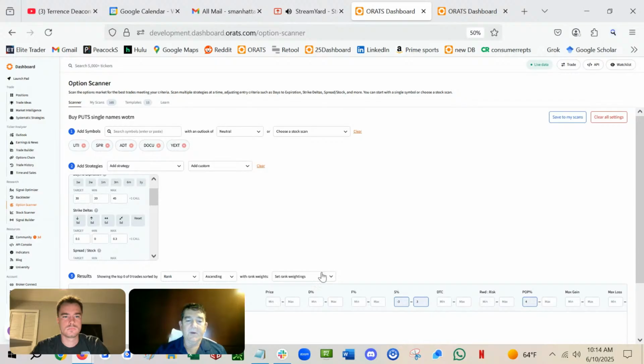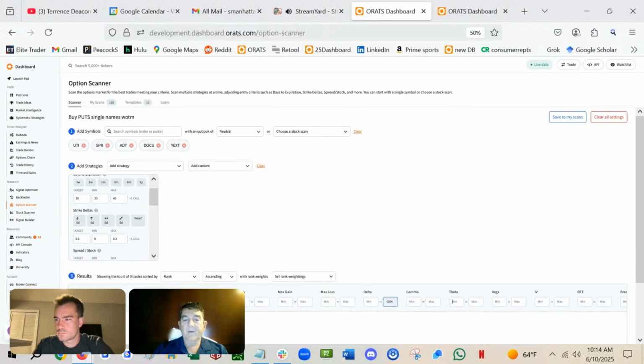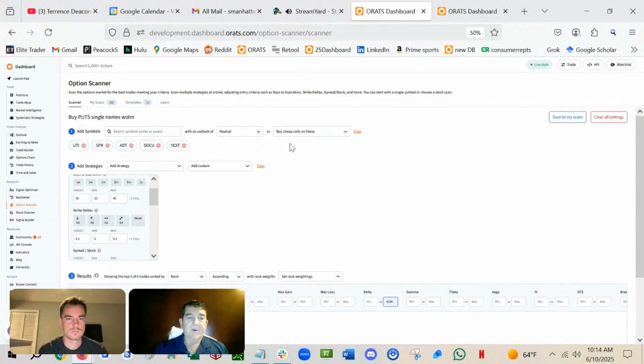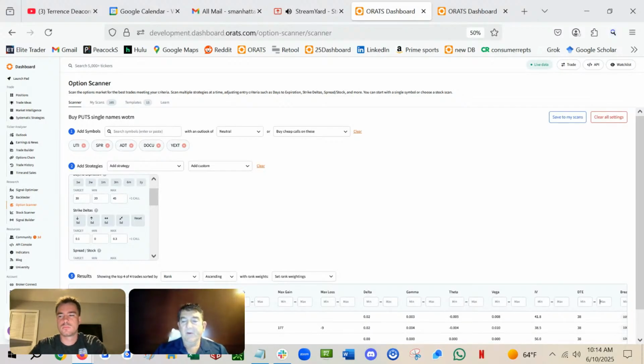I have too many tight filters, deltas and stuff. I should have cleared this out before I did that. But anyway, you get a feeling for how to bring that in. So I could choose the stock scan, buy cheap calls on these names. Delta's still there, and then it populates.